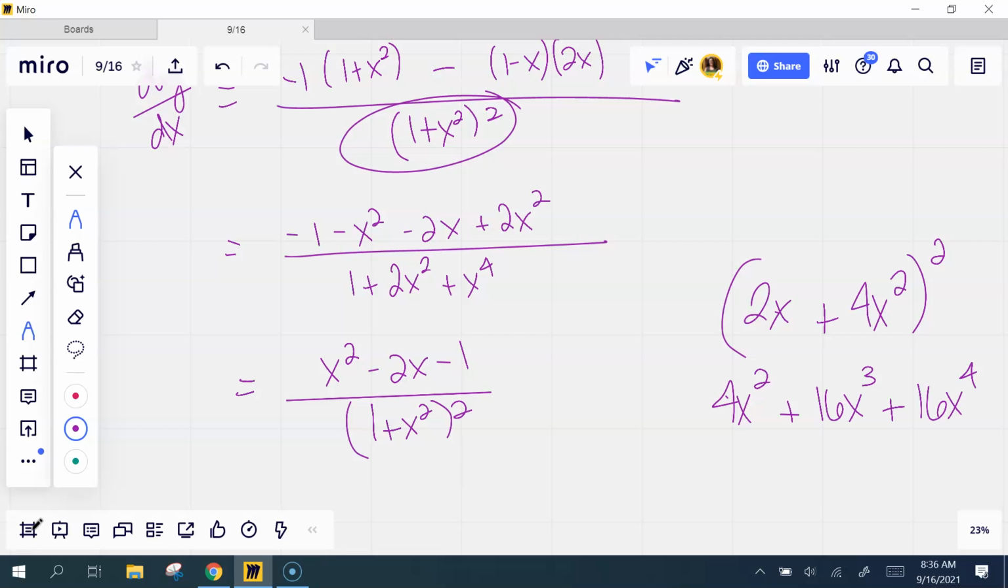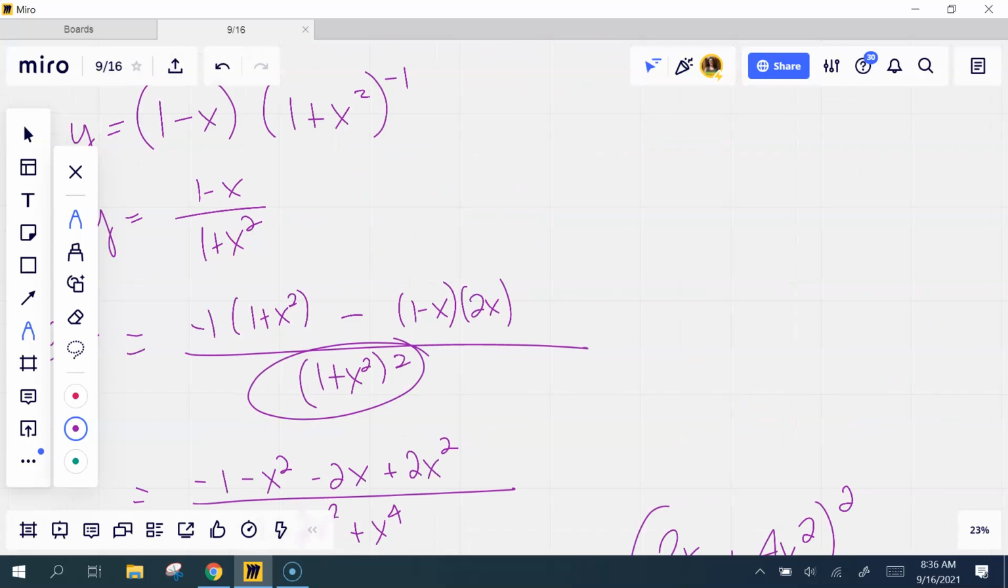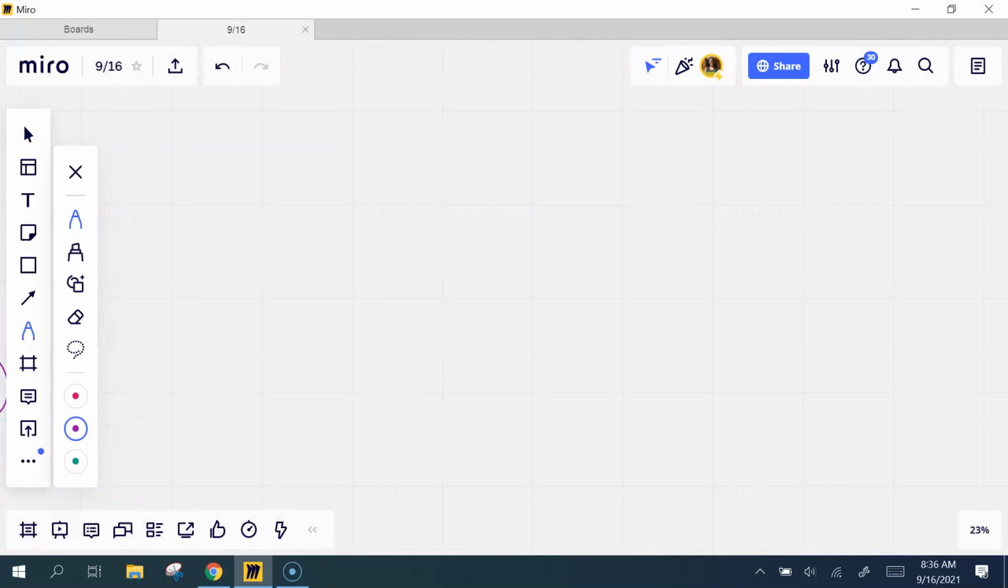Other questions on your homework? 30 and 31. These are so much fun. I could just work these all day long. I love them. I just love them because the algebra. I love algebra. Yeah.